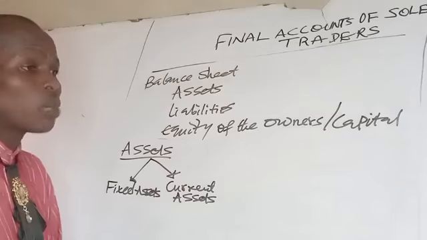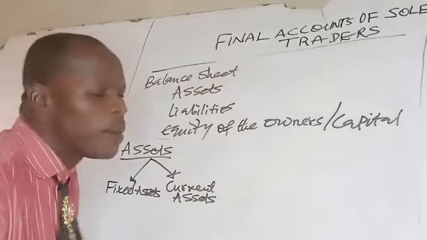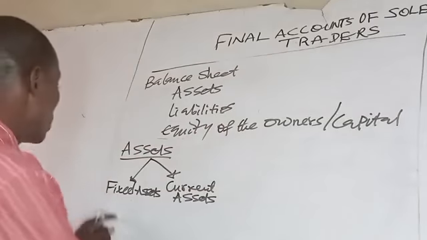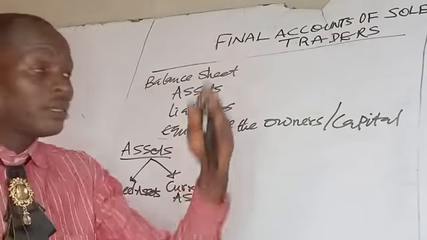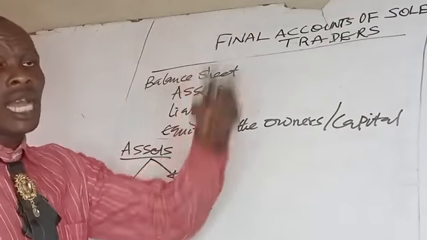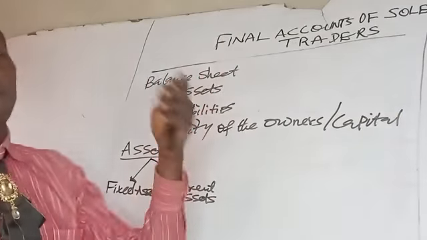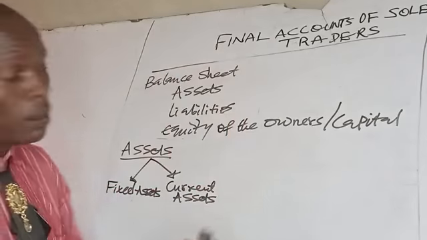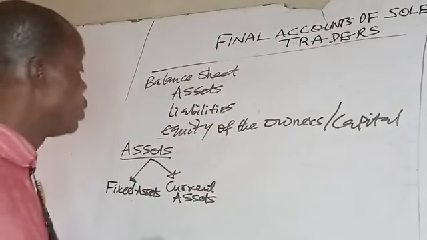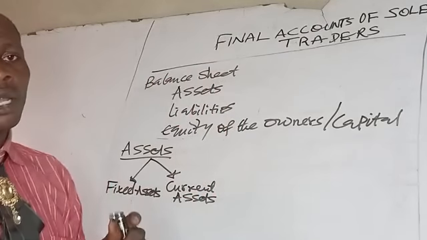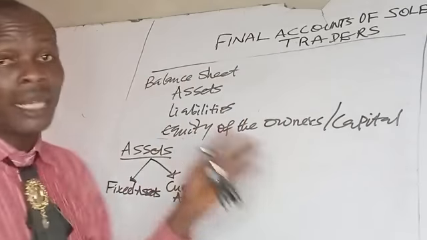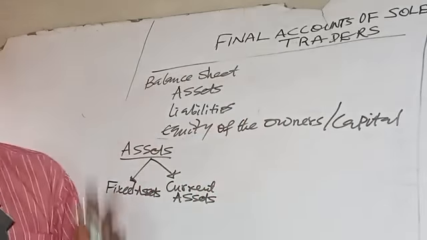Those assets that you cannot use within just a few months or a year, that can last more than 1 year, we call them fixed assets. Assets that can last more than 1 year are fixed assets. Examples are motor vehicles. Motor vehicles can last for 5-6 years or more, so it's a fixed asset. Land and building: land can last more than 100 years, so land is a fixed asset.